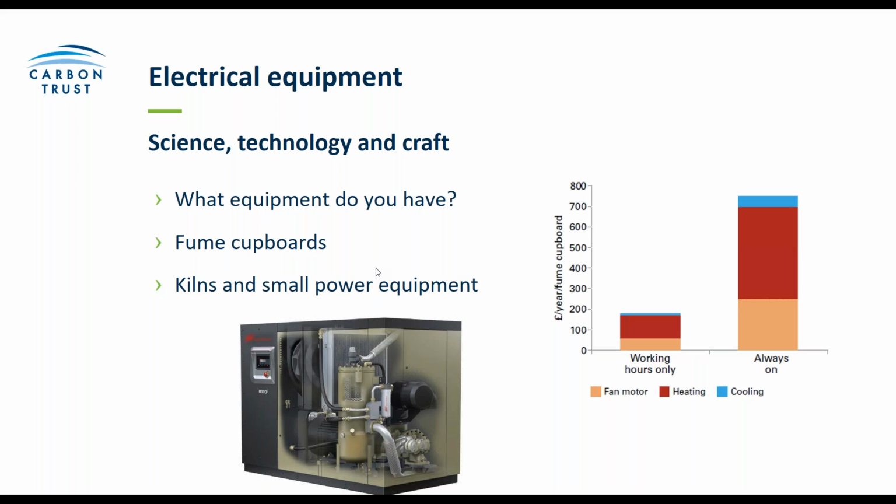Not using fume cupboards as bench spaces, which is unfortunately something that we do observe sometimes, and also switching them off when they're empty or not in use, just to avoid them sort of becoming chemical stores. Another example of high consumption equipment would be kilns. So make sure that if you do have kilns on site, then they are fully loaded before firing them, and that they are kept clean as per manufacturer's instructions. Otherwise, you'll find that they will perform fairly inefficiently.